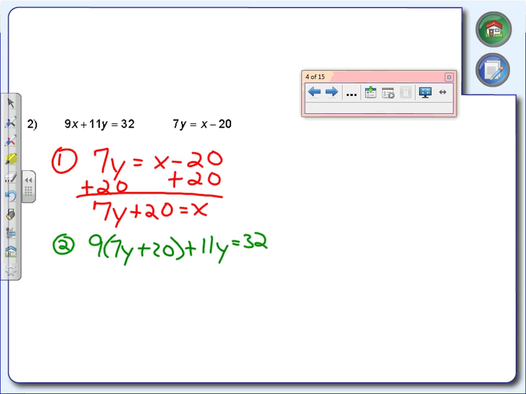And now we only have one variable, and we're going to solve for that one variable. 9 times 7y. What is 9 times 7y? 63y. 9 times 20. 9 times 20 is 180. Still got the 11y equals 32. Combine those y values. You got 63 and 11. 63 and 11 would make 74. 74y plus 180 equals 32.